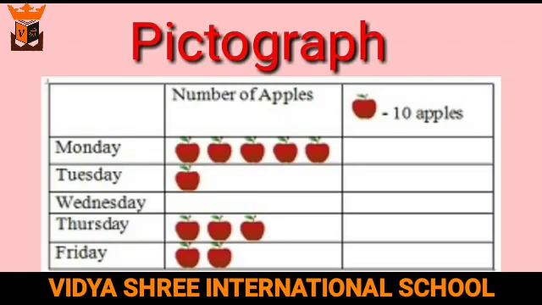For example, the following table shows the number of apples sold by a vendor during a week. At a glance, we can tell the maximum number of apples were sold on Monday, that is 50 apples. On Wednesday, no apples were sold as there is no picture.